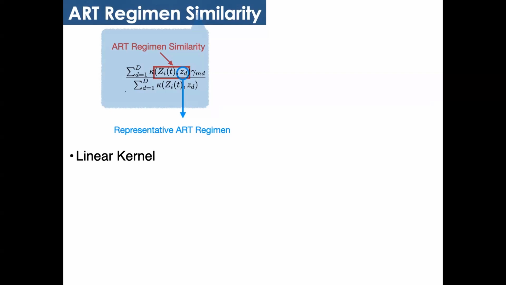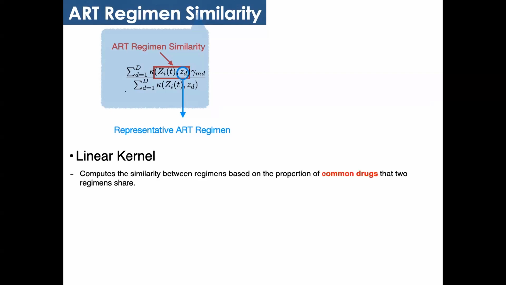We first thought about the linear kernel. Linear kernel means we just compute the similarity between regimens based on the proportion of common drugs that two regimens share. For example, these three regimens all share D4T and 3TC. So if we use a linear kernel, their similarity will be 2/3, right? Because you have three drugs in each regimen and they share two of the same drugs. But why is that not enough?